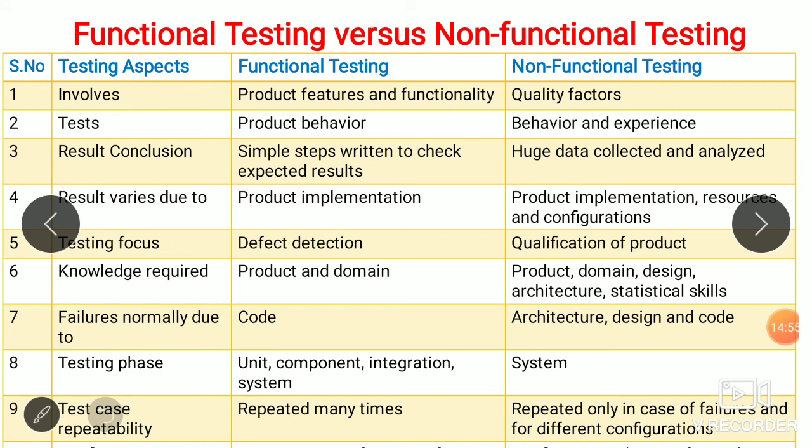Next, the seventh one is failure normally due to code in functional testing. If your code, that is the implementation of the product, is not correct, then your product will fail in functional testing. In non-functional testing, if the architecture is wrong, the design is wrong, or the code is wrong, then also your product is going to fail.